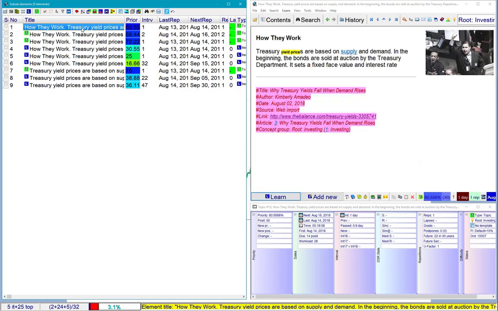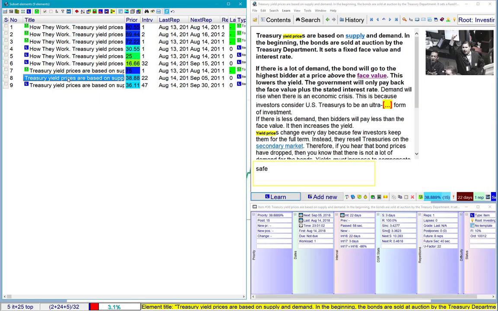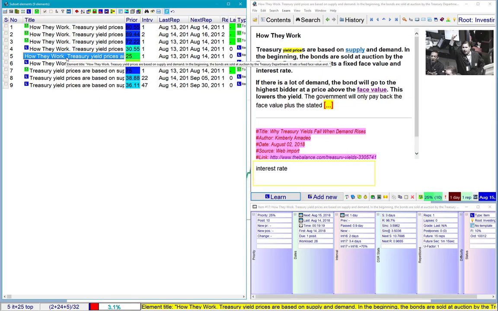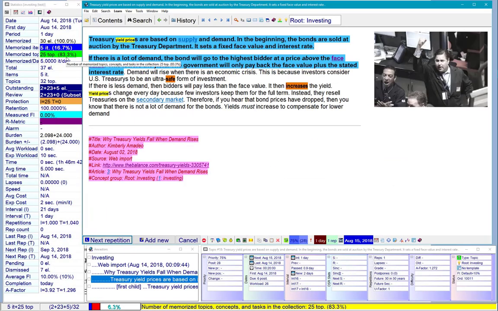And we have 2 contexts. One, treasury prices. How do they work? I suspect it just means bond price. Yields change every day because few investors keep them for a full term. I'll just ignore it. Maybe one day I'll get clearer.